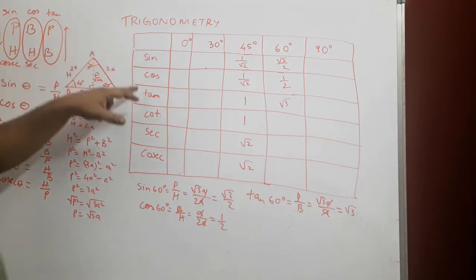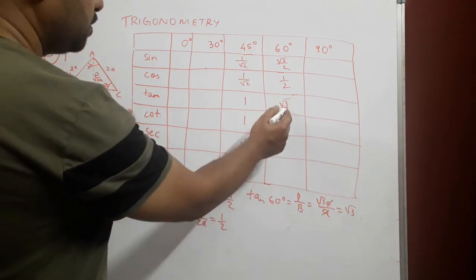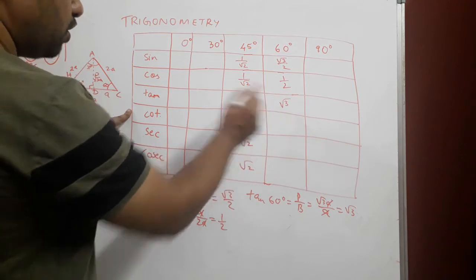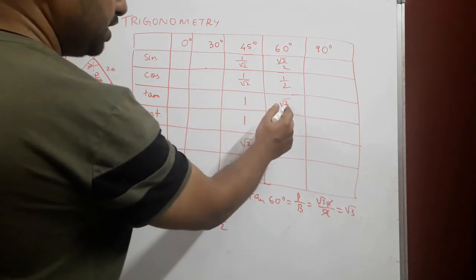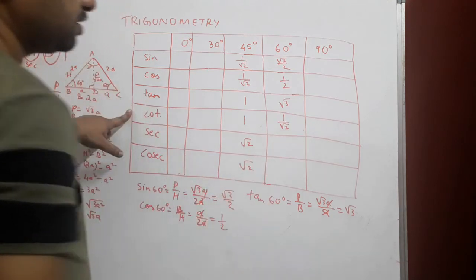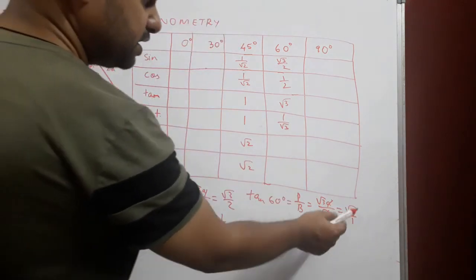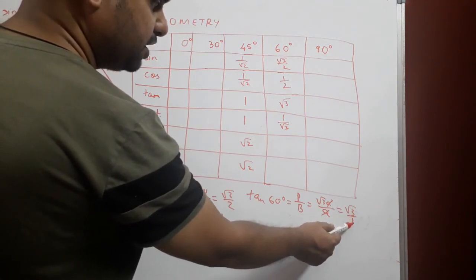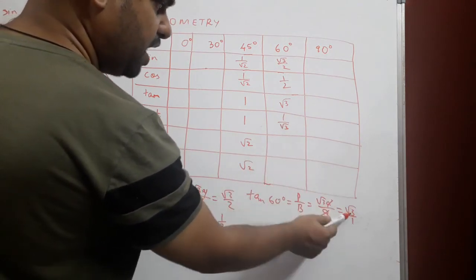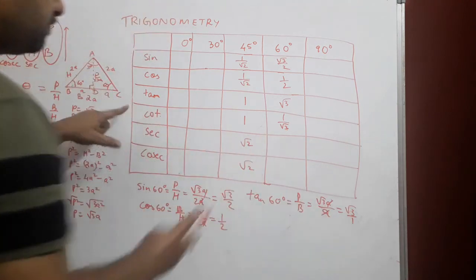Now that we know these three values, we can easily find out what is cot. Cot has got to be opposite of tan or the reciprocal of tan. If this is root 3 upon 1, then cot has to be 1 upon root 3. As I said, this is root 3 upon 1, which means in case of cot, the denominator becomes the numerator and the numerator becomes the denominator.